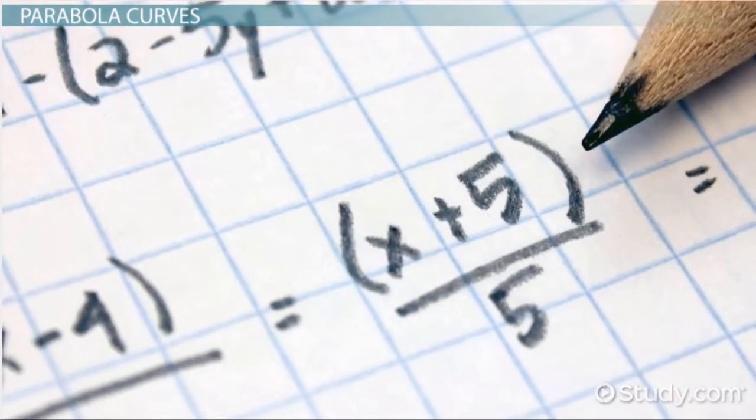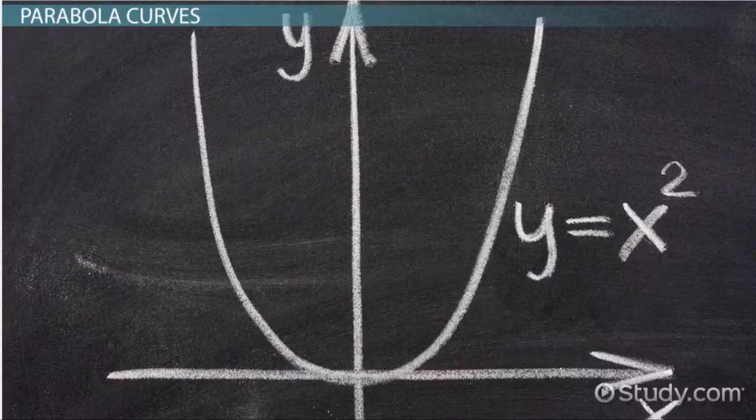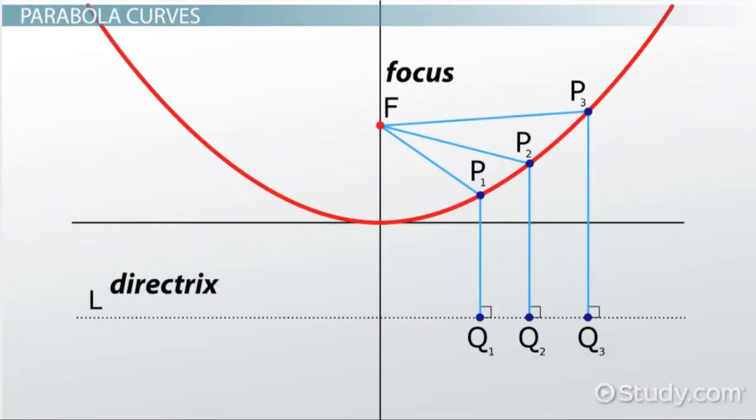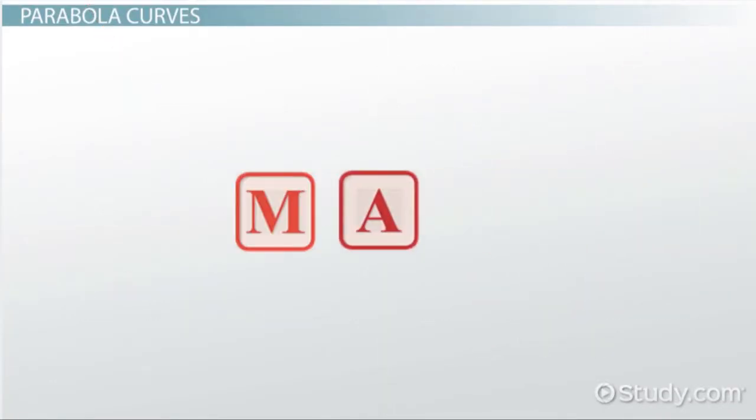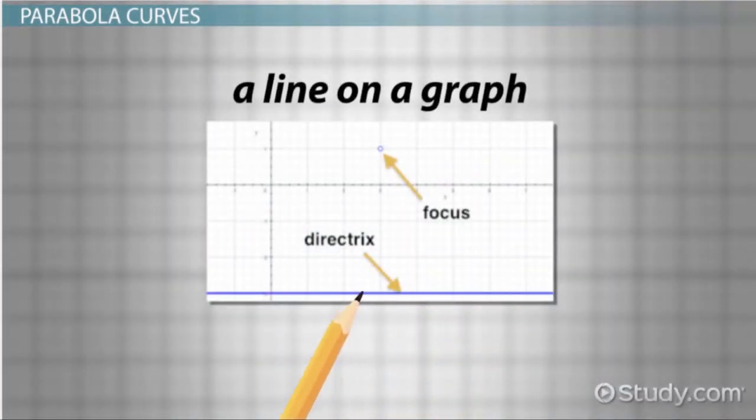In this lesson, learn to build various equations for the parabola, given only the information contained in the focus and the directrix. Now those are words you probably did not see with your blocks. Start by drawing a line on a graph.